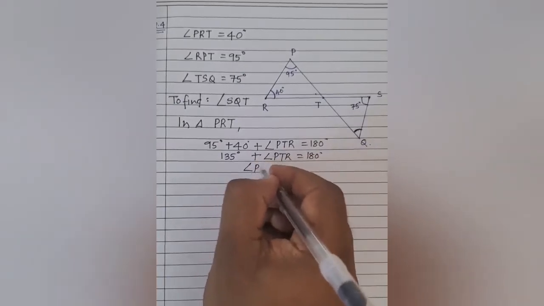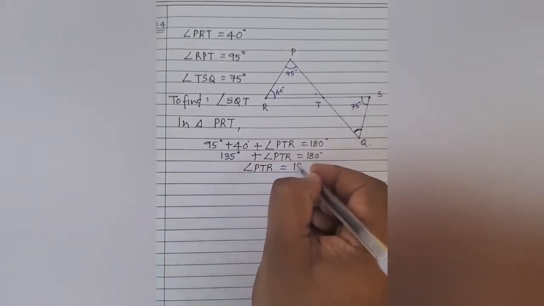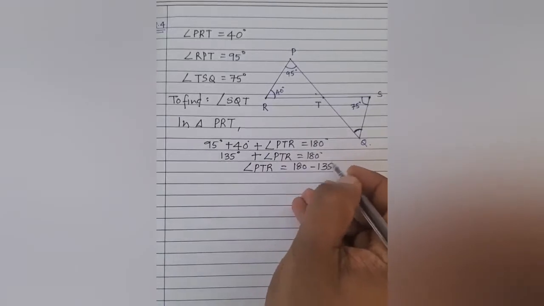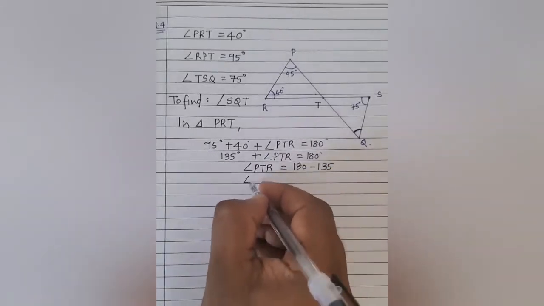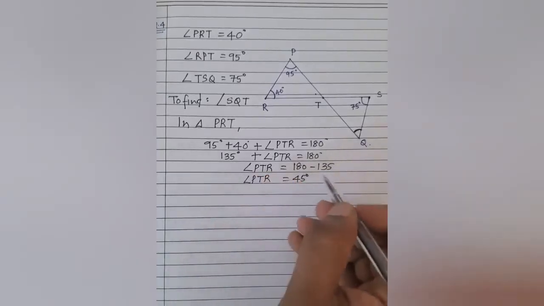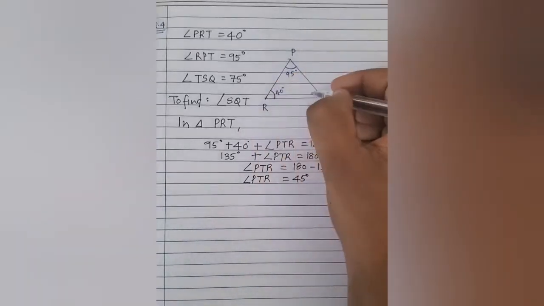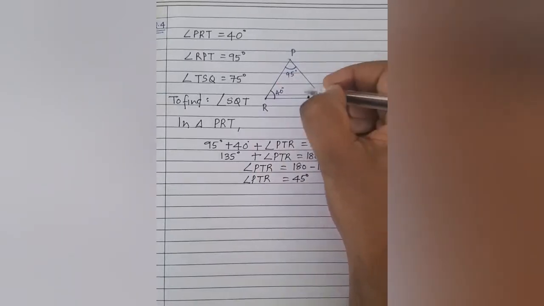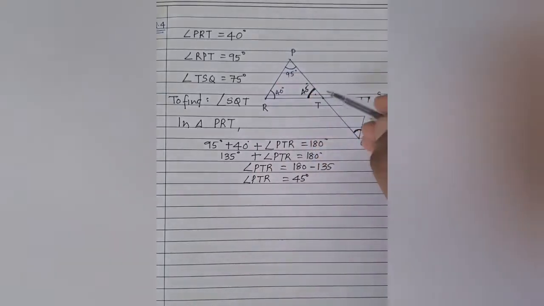So what would angle PTR be then? 180 minus 135, and when you do 180 minus 135, you will get the answer as 45 degrees. So angle PTR happens to be 45. Now my dear students, if this is 45, what is the measure of this angle? Yes, this would also be 45, because these two are vertically opposite angles.